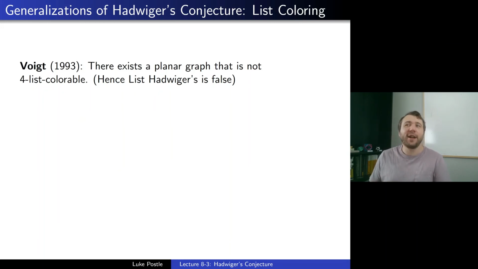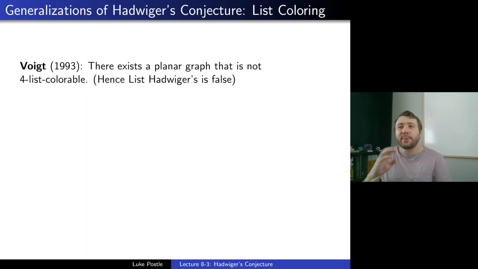It's natural to ask if it could hold for list coloring, that no K_t minor means your graph is (t minus 1) list colorable. But that you already know to be false in general, because as we talked about for list coloring planar graphs, Margit Voigt had shown that there exists a planar graph that's not 4 list colorable. So hence list Hadwiger's is false.